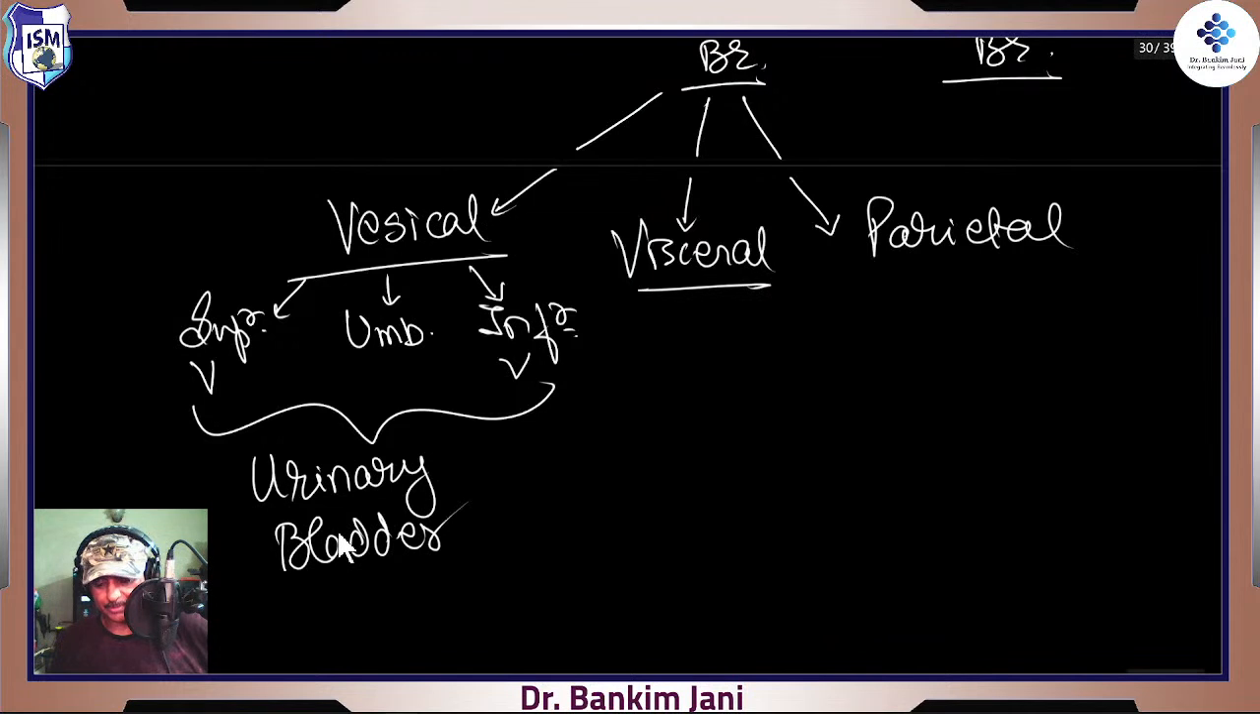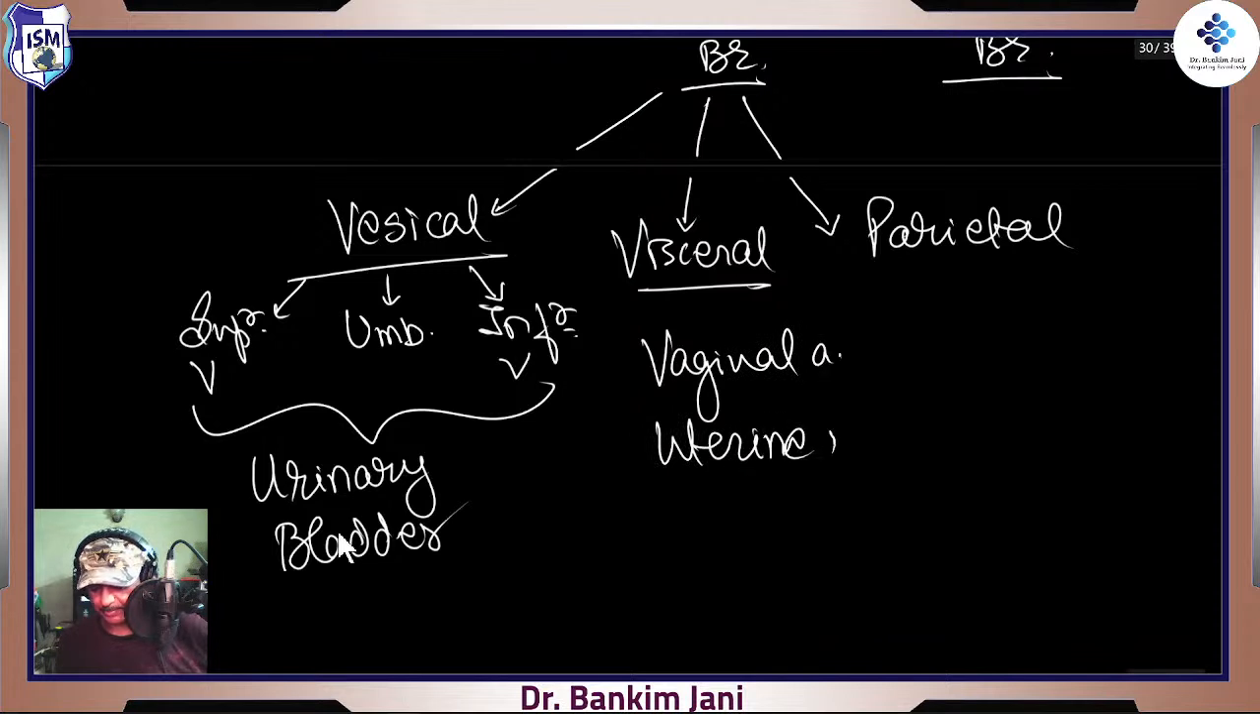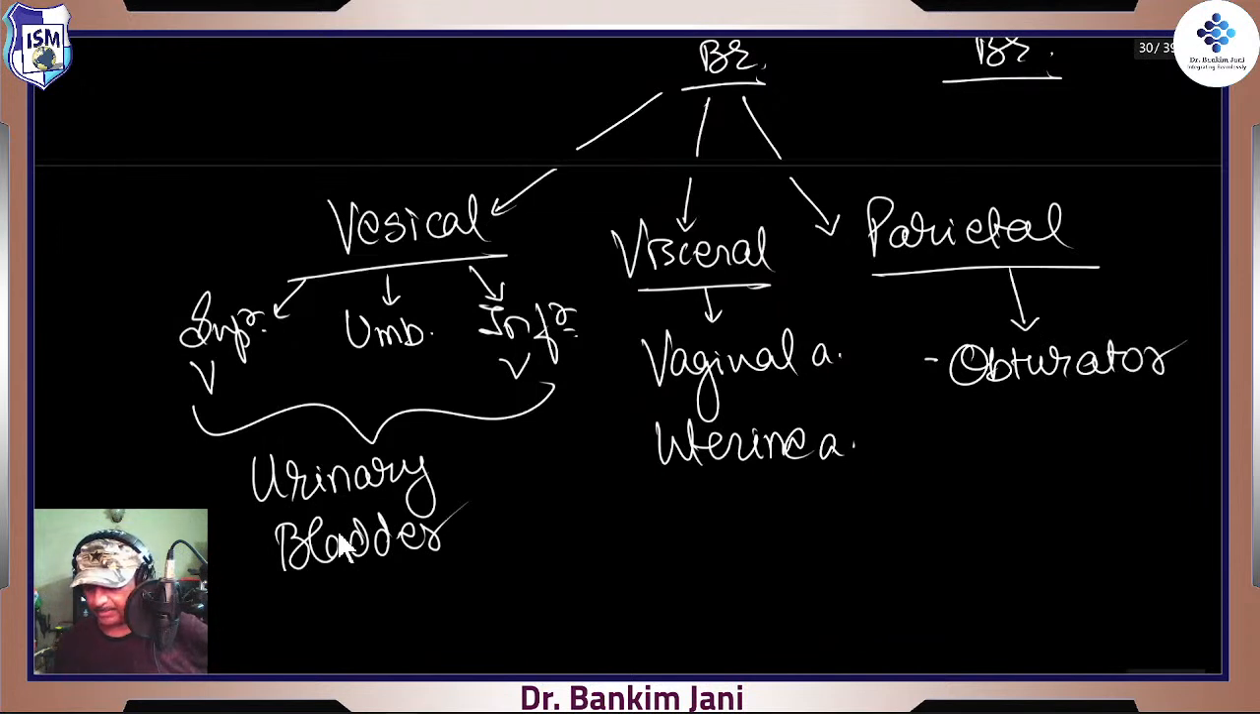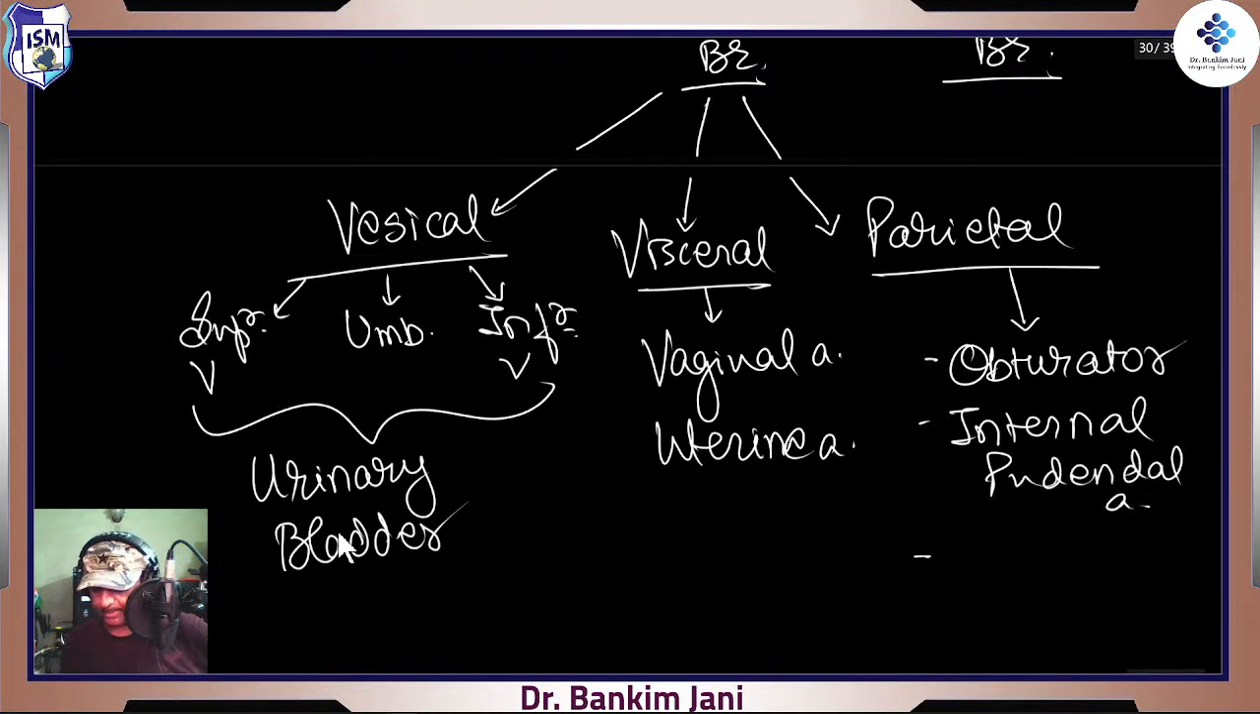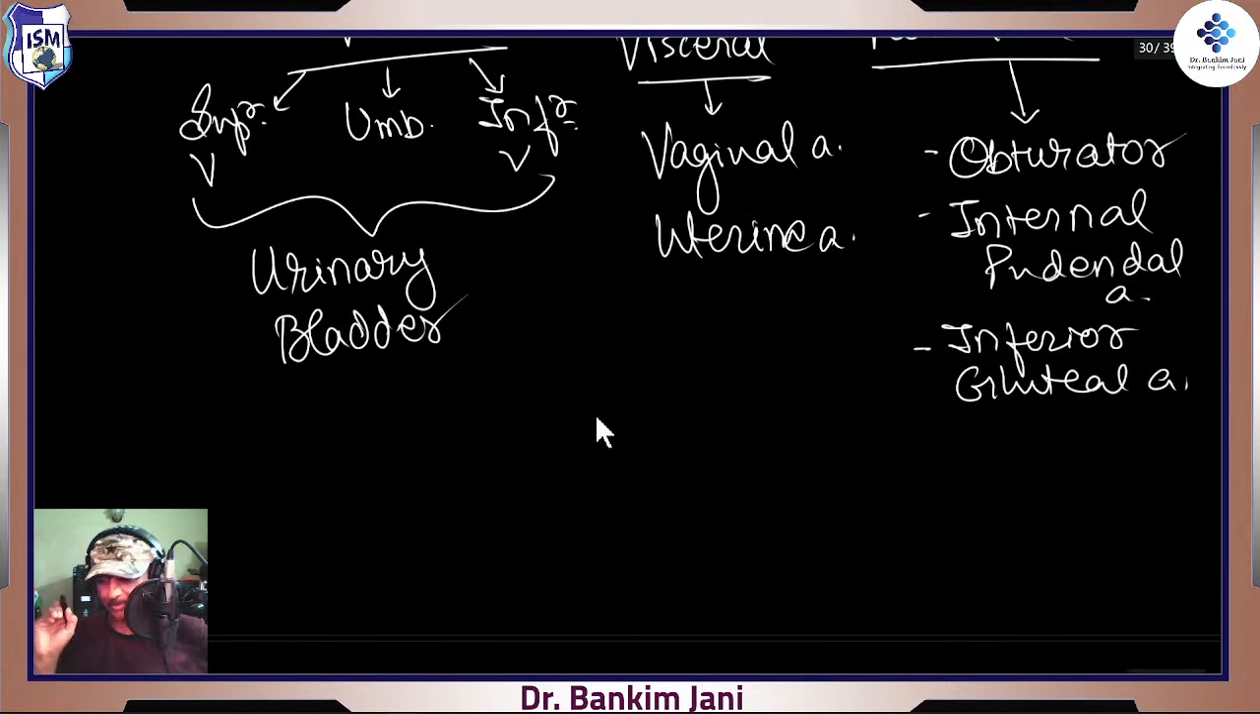For this visceral part, these are the vaginal and the uterine arteries. Obviously, they are part of the abdopelvis. It is the parietal branches which we are concerned with, and one of them is the obturator. We talked about the obturator, and then there would be the internal pudendal, a very important branch. But again, it is dealing with the pelvic organs. The last one is the inferior gluteal artery. We change the color so that things become uncomplicated, because it is like the obturator.